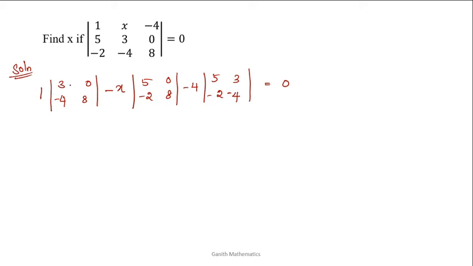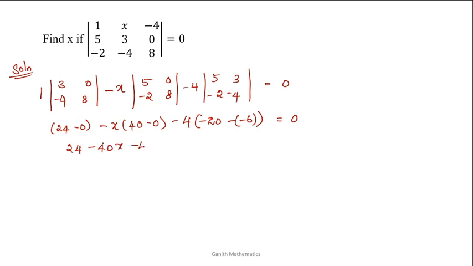So this will be 8 3s are 24. So it will be 24 minus 0, minus x into 5 8s are 40, 40 minus 0, minus 4 into 5 4s are minus 20 and 2 3s are 6, so it is a minus of minus 6, that is equal to 0, right? So 24 minus 0 is 24, minus 40x, minus 4 into minus 20 plus 6. So minus minus is plus, so it is minus 20 plus 6, it is minus 14, equal to 0.